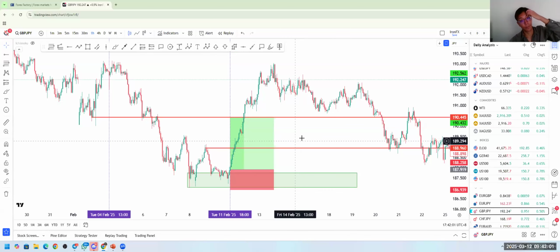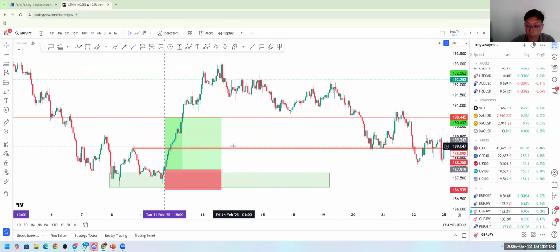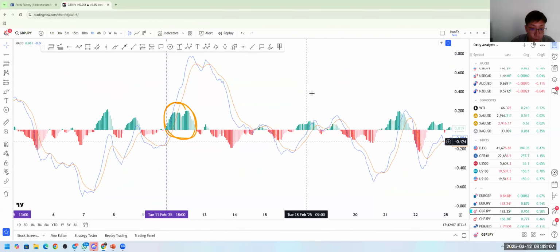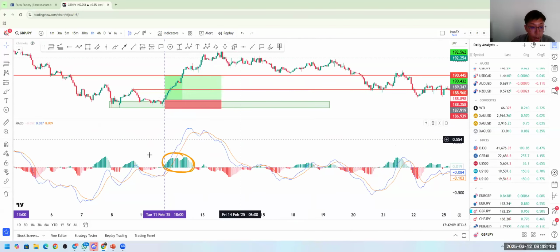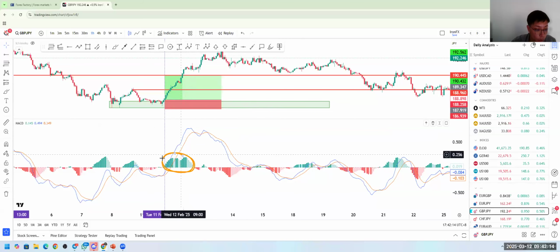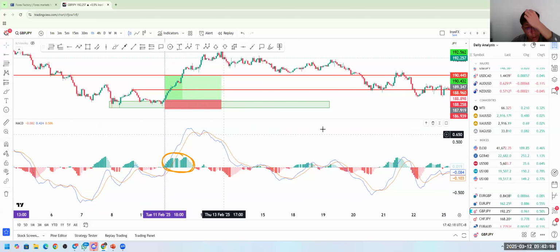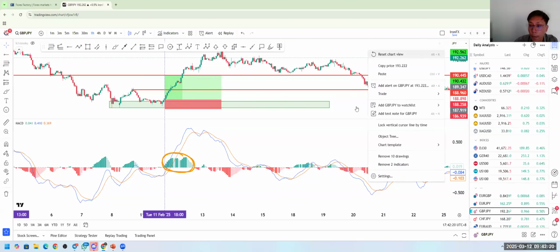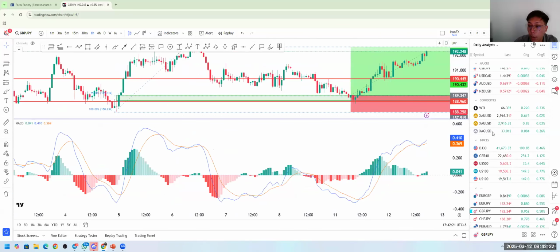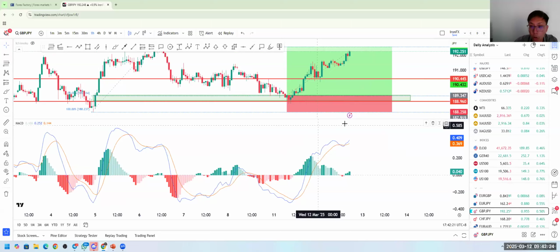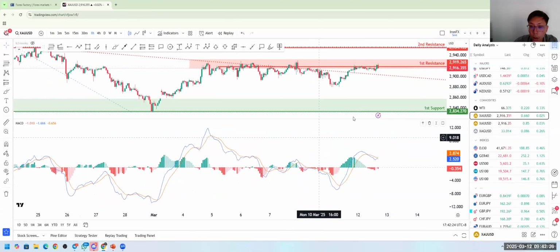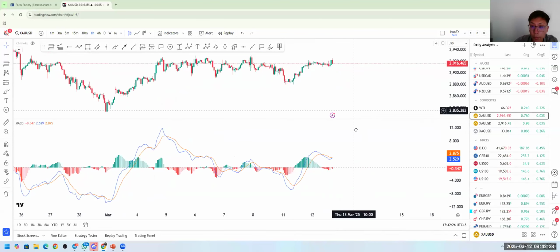So you can try MACD and see how it helps you with your entries. Focus on the strength of this histogram as well as the crossover. Sometimes when you are trading, let me see, let's say we use gold. Okay, gold.